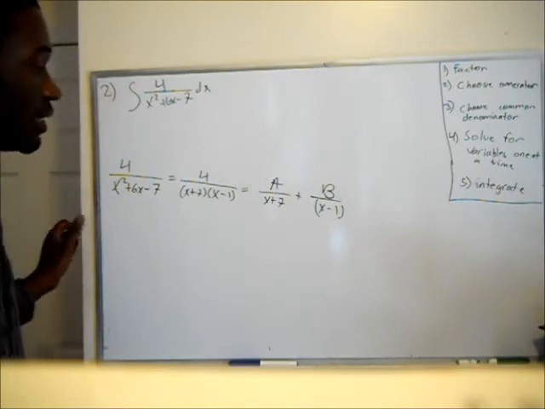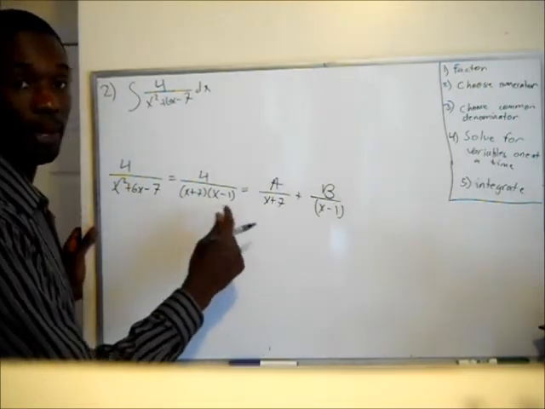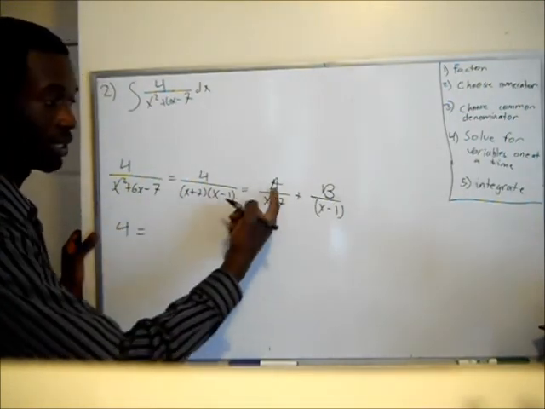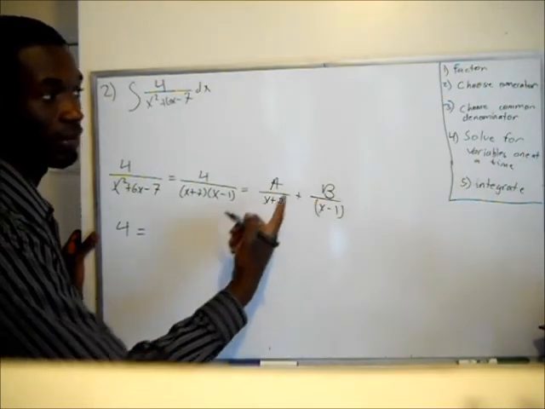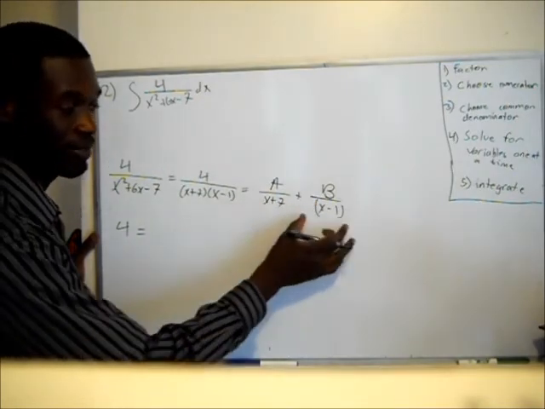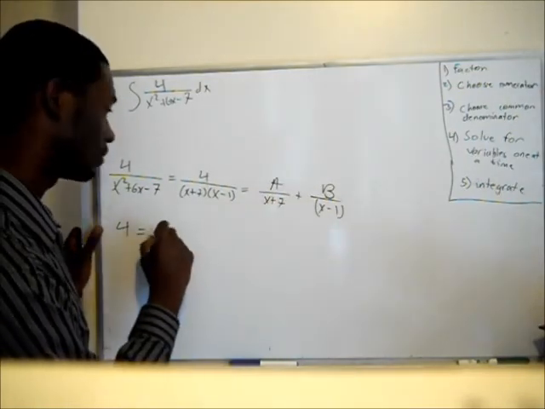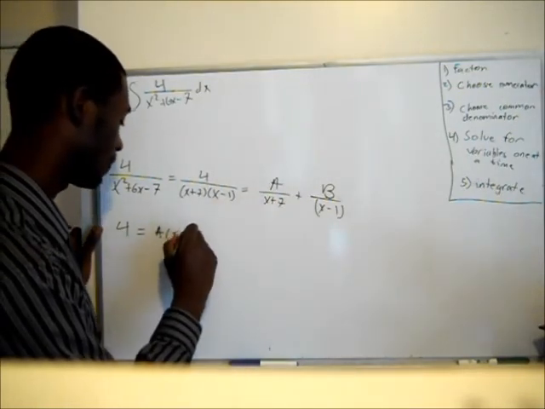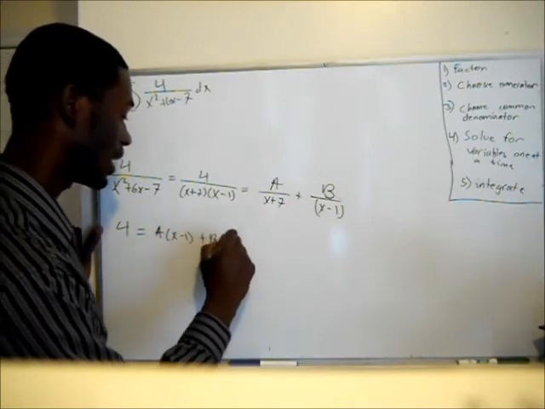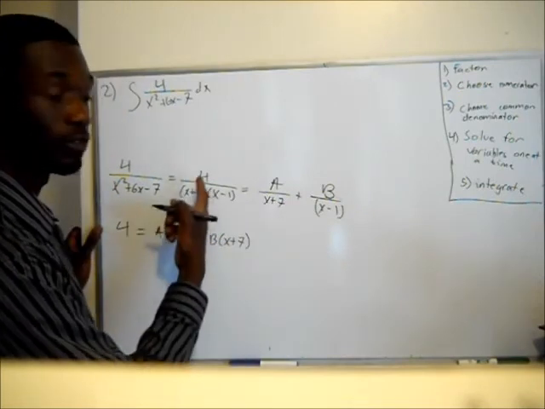Okay? So now I need to solve it. I need to set my old numerator 4 equal to the common denominator. The common denominator is going to be x plus 7 times x minus 1. So it's going to be A times x minus 1 plus B times x plus 7. And that's going to equal 4.